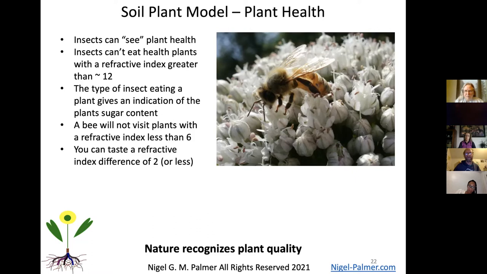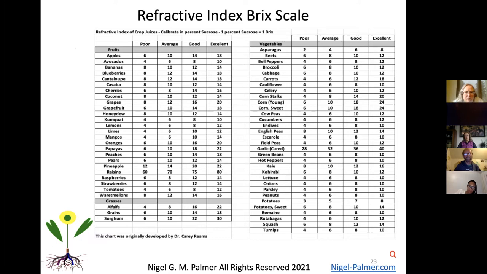And there's a scale for measuring refractive index. This was put together by Carey Reams back in the 1940s, 50s, 60s timeframe. And you can see there, you can actually determine the refractive index of many of the fruits and vegetables that you consume. I like to talk tomatoes.